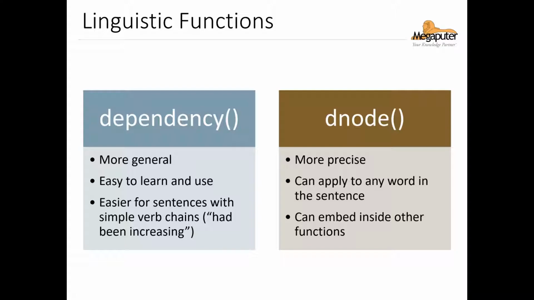So, with a lot of power in dnode, there comes some cost because it can be a little bit more complicated and it might not be as generalizable as something like dependency can be. So there's pros and cons of both of these functions. For this video, we'll be talking about dependency. Check out our next video to learn more about dnode.